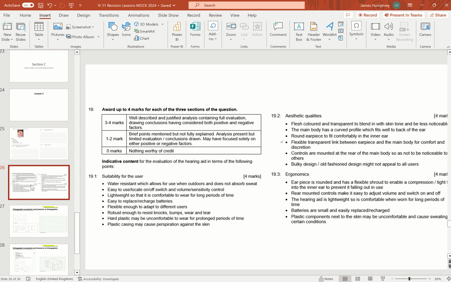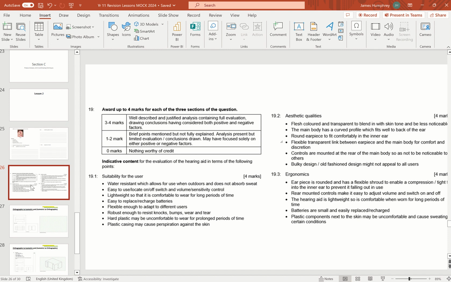Easy to replace or recharge batteries. So I imagine it's got some sort of micro USB port, which we didn't see, but I think that was a point that was made. So we could have easily answered or made that point. Flexible enough to adapt to different users. Yeah, everyone's ear is round about the same size, and so a variety of different users could use it. However, you could argue that it's not necessarily adaptable to skin color if it wants to be hidden. That might be an issue, because some people's skin is darker or lighter than others.